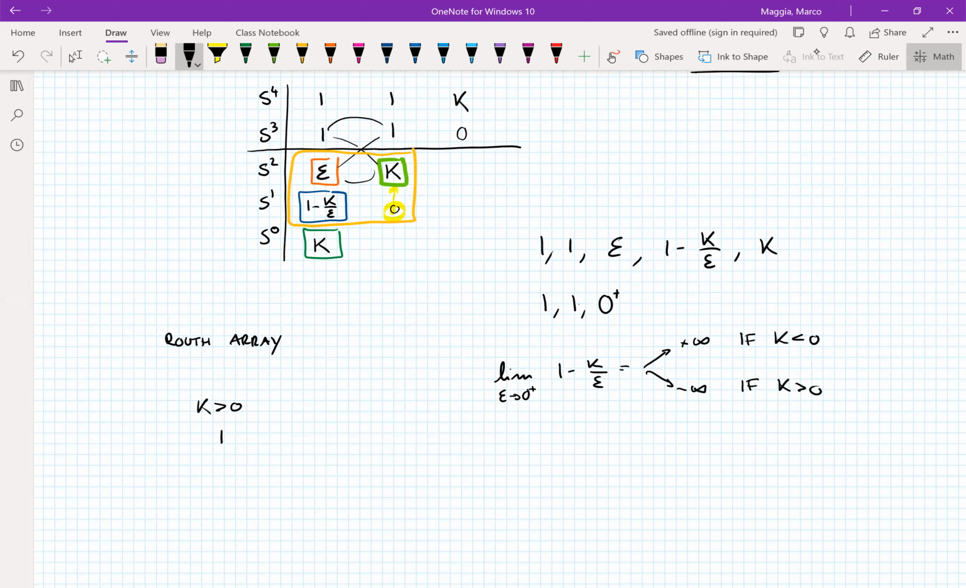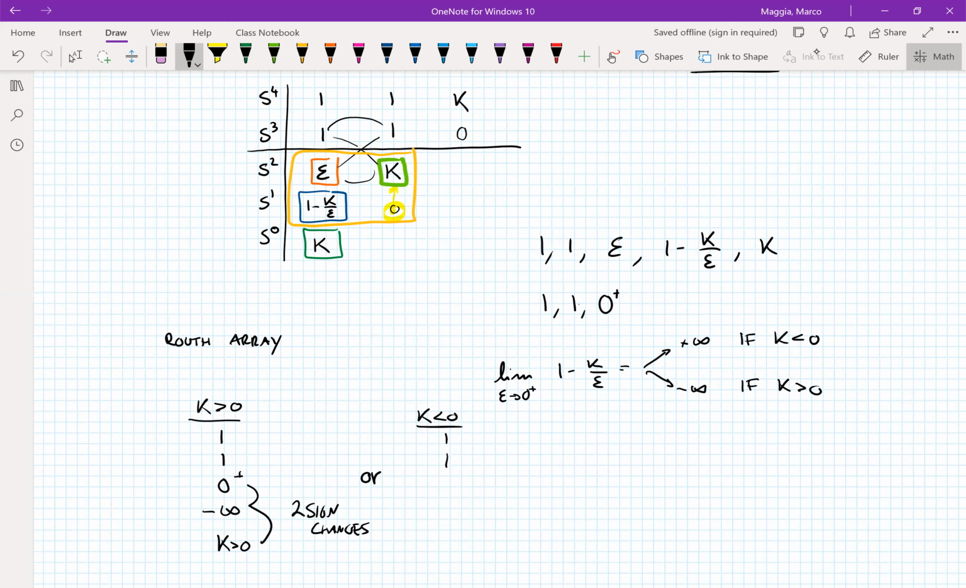Because if k is positive, then we have 1, 1, 0 plus, minus infinity, and a number that is positive, just k. So we have two sign changes, two poles on the right-hand side of the complex plane. The system is unstable. But if k is negative, and we already know that this must be unstable as well, but let's check.